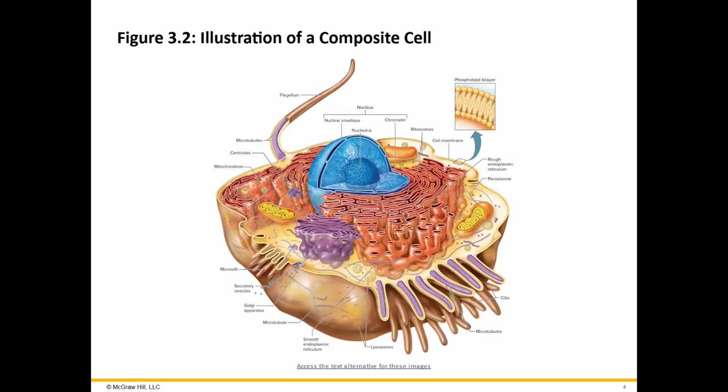Here is a picture of a composite cell, so we can see the cell membrane that makes up the border, and we can see all those very different looking organelles on the inside. The fluid that exists between them is the cytosol, so the organelles and the cytosol make up the cytoplasm, and then at the center there, the big blue orb is our nucleus.